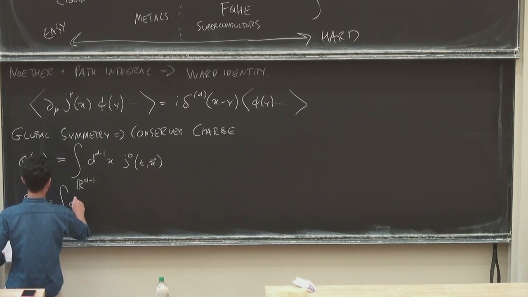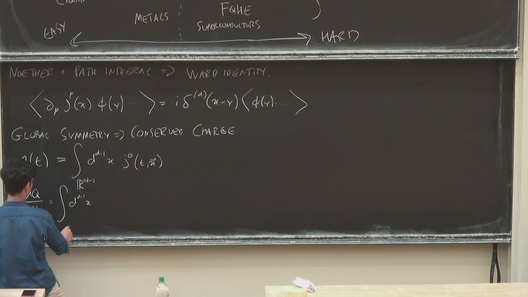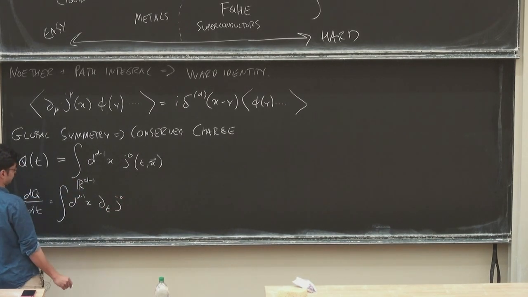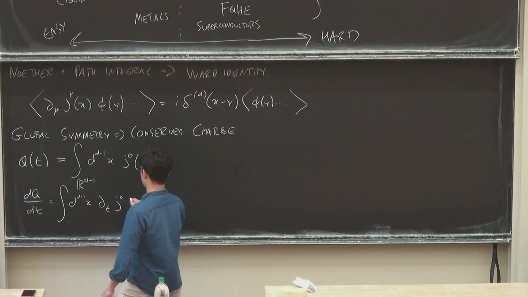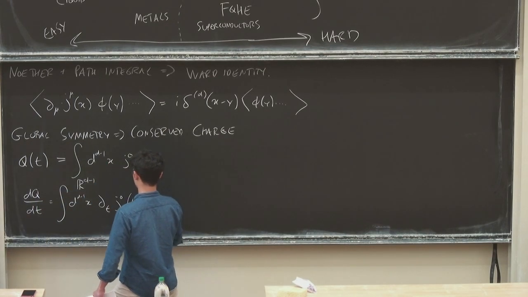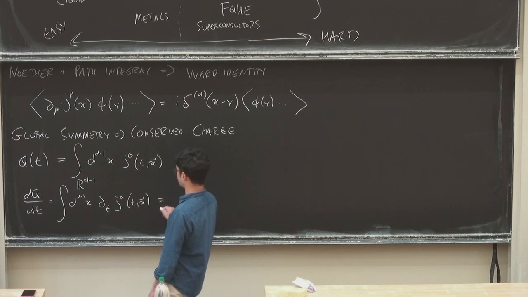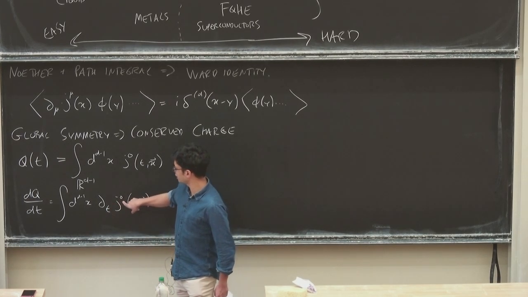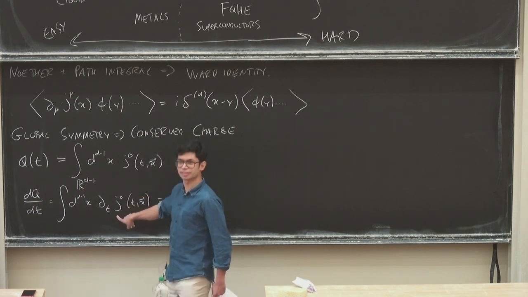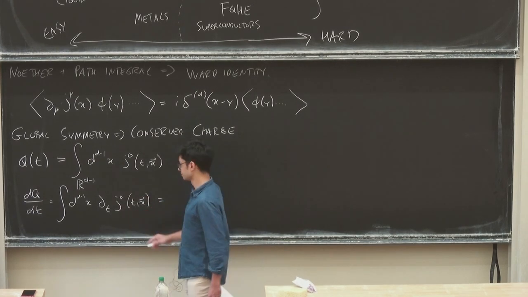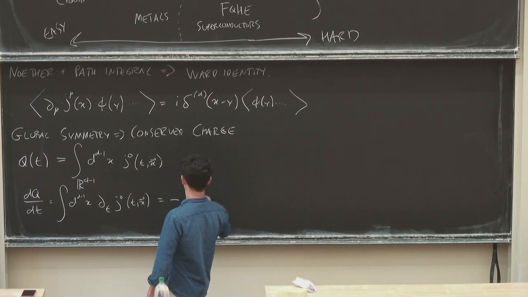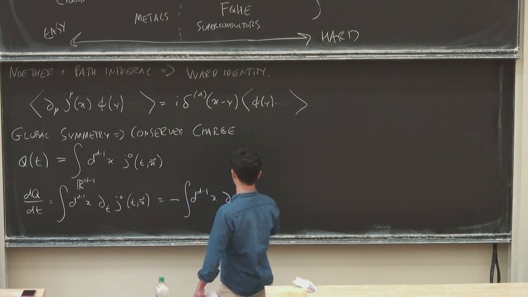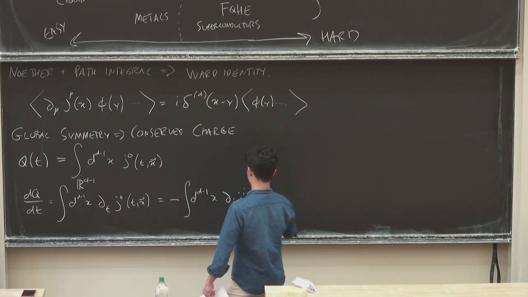So let's compute d/dt of this thing. This is, of course, the integral d^(d-1)x of partial_t j^0, where this thing is integrated on time and space. But because this is divergenceless, partial_t j^0 is equal to minus the spatial divergence, partial_i j^i, right? So what we get then is that this is equal to the integral of partial_i j^i of t and x.